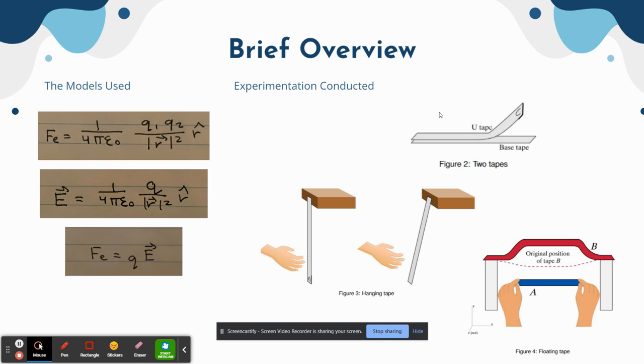We used Coulomb's law and the electric field equation, along with their relation, and Newton's third law. The experiment we conducted: first we created a base tape and put an upper tape on it, and ripped the upper tape to create a charged tape. We used our hands, which are a neutral object, to test whether the tape was attracted to our hand. If the tape was attracted, then the tape was successfully charged. We then tried to float one charged tape above another charged tape.